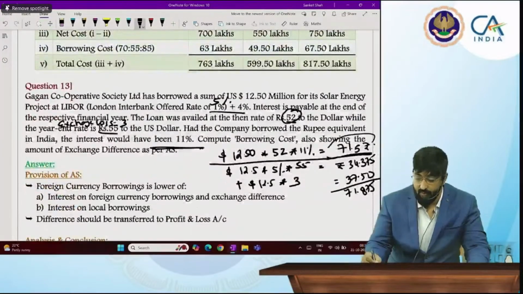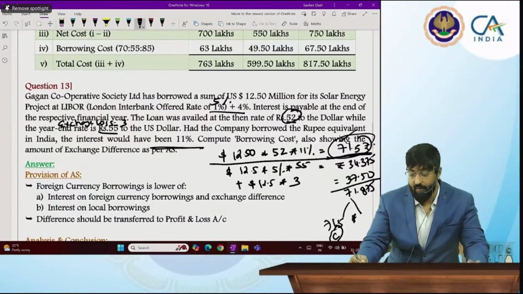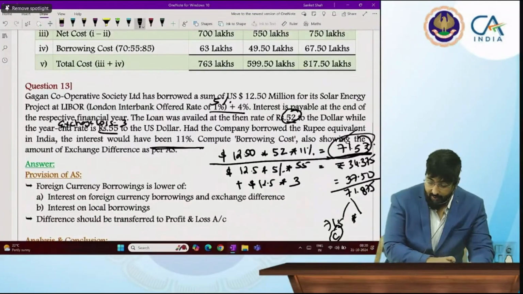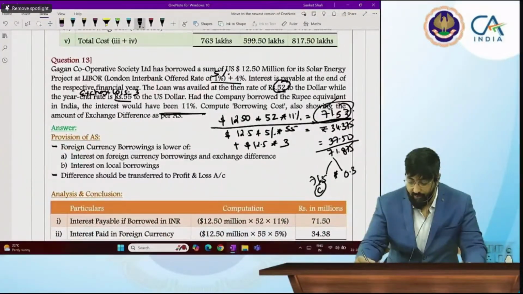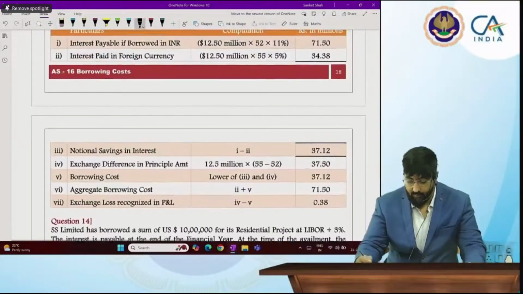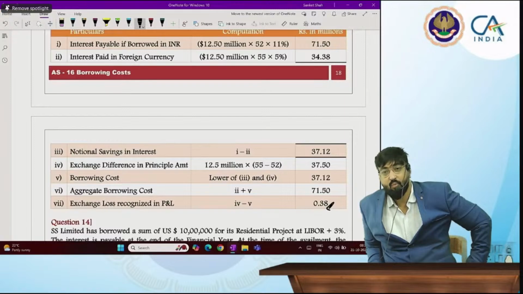So what is the total interest amount plus exchange loss? 71.87. So now whichever is lower, how much are you going to capitalize? 71.5, because this is your amount. It was cheaper in India. The remaining 0.375 you will transfer to P&L, 0.38. Easy? Did you find this very easy?